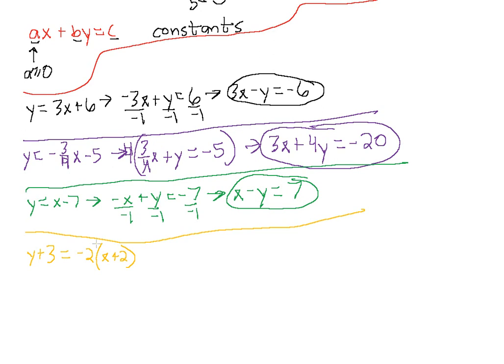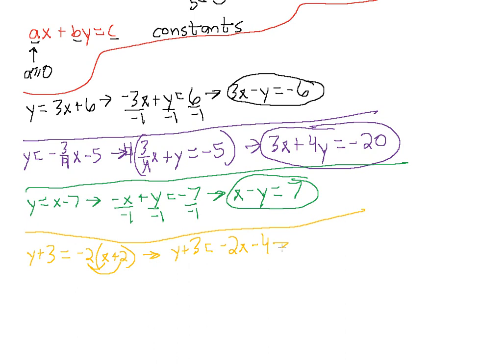Now clearly we have a little more work to do when we're converting an equation from point-slope form to standard form, more work than we had to do when we were dealing with slope-intercept form. But the same rules apply, so let's move our variables to the left and make sure the coefficient of x is non-negative. Let's distribute this minus 2. So we have y plus 3 equals minus 2x, minus 2 and plus 2 is minus 4.